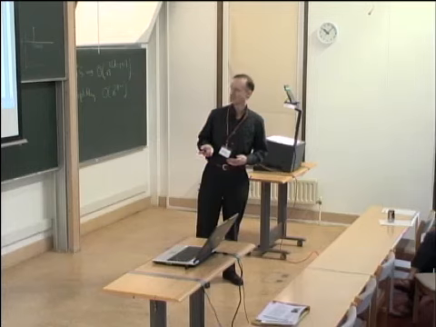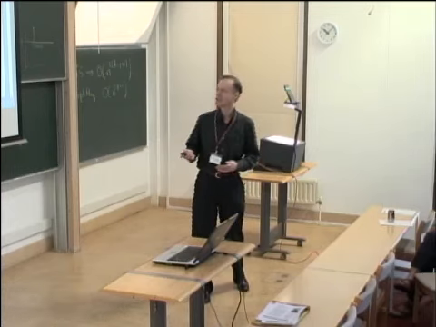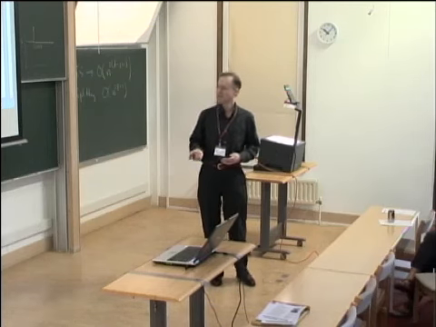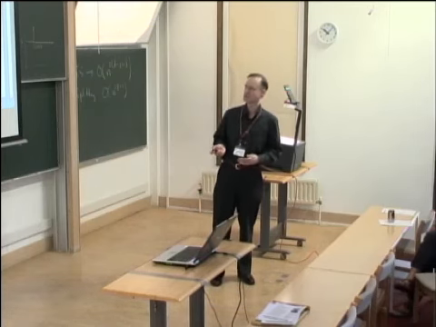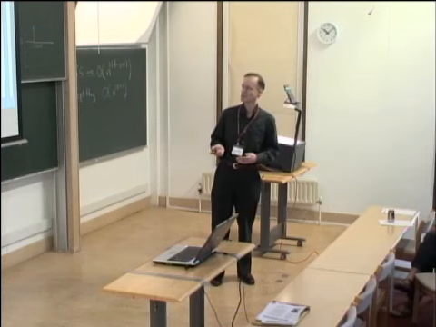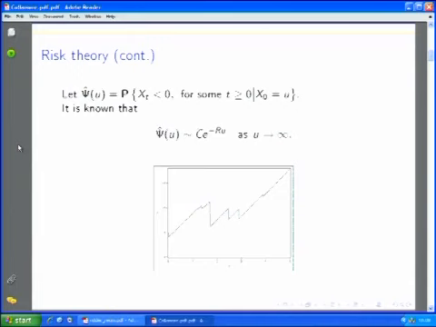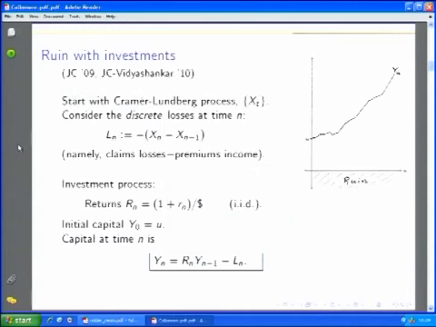And then the ruin problem asks the following question. If we assume that the initial capital of the company starts at a positive value u, then what is the probability that the process is ever negative? And then in a classical result of Cramér, it's known that in an asymptotic sense, if we let the initial capital u tend to infinity, then this probability decays at a certain exponential rate, according to a constant C times e to the minus Ru.